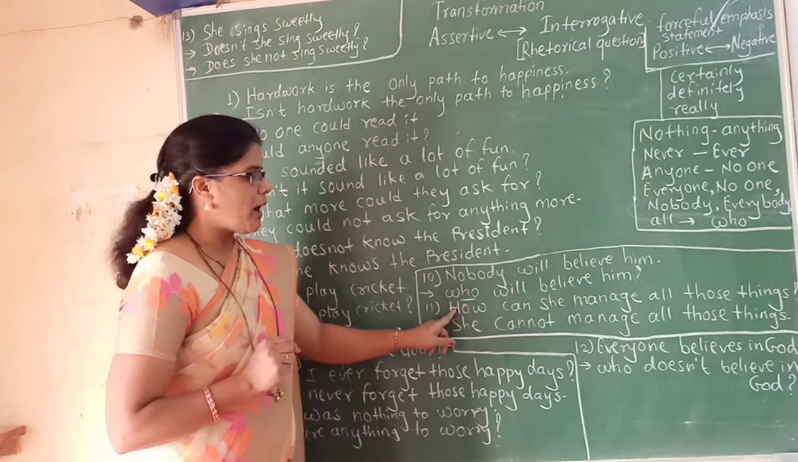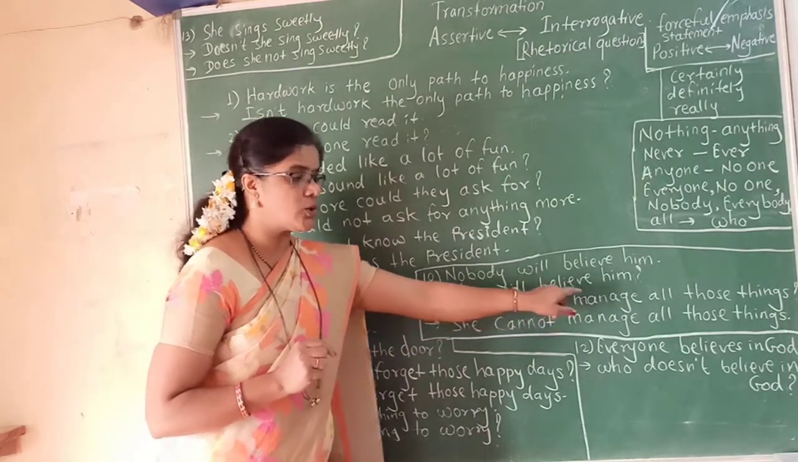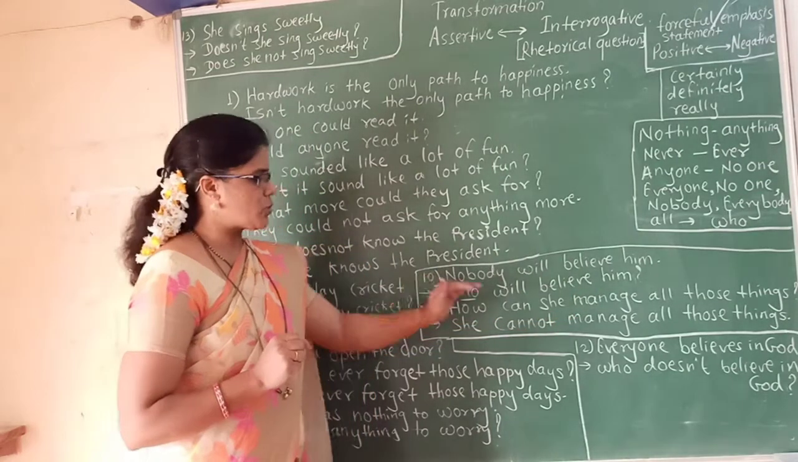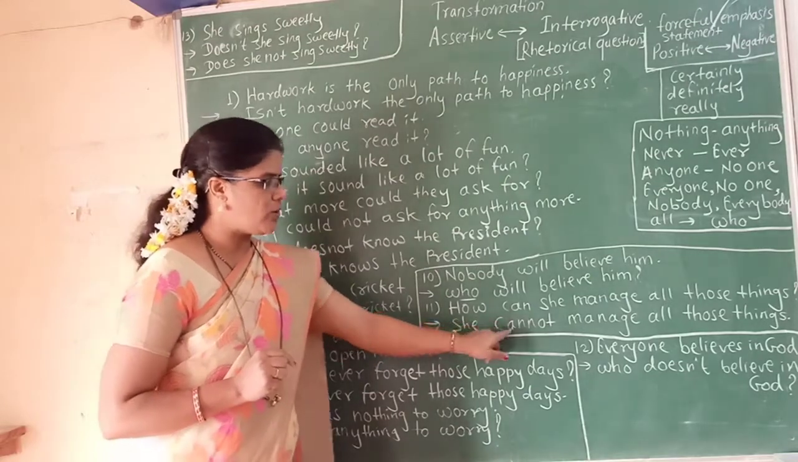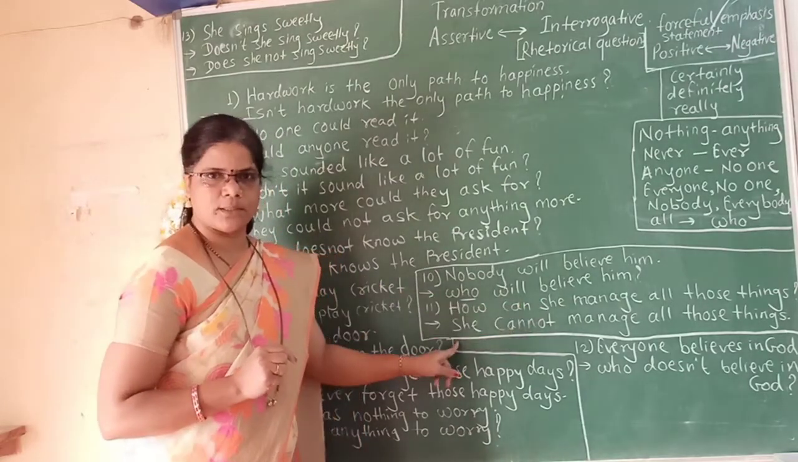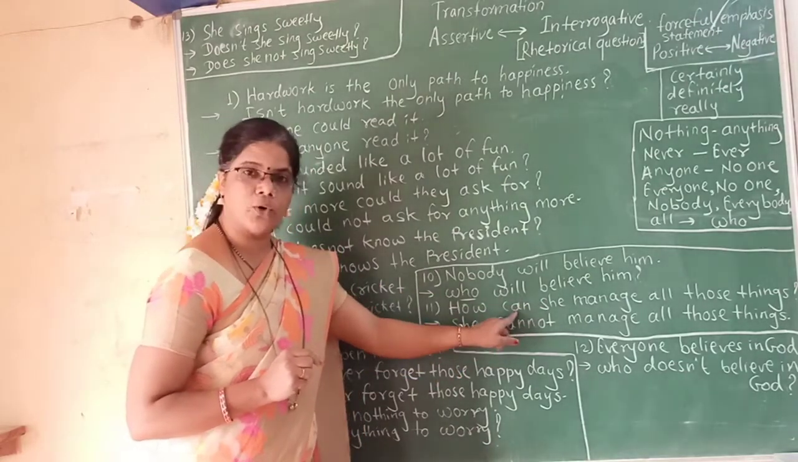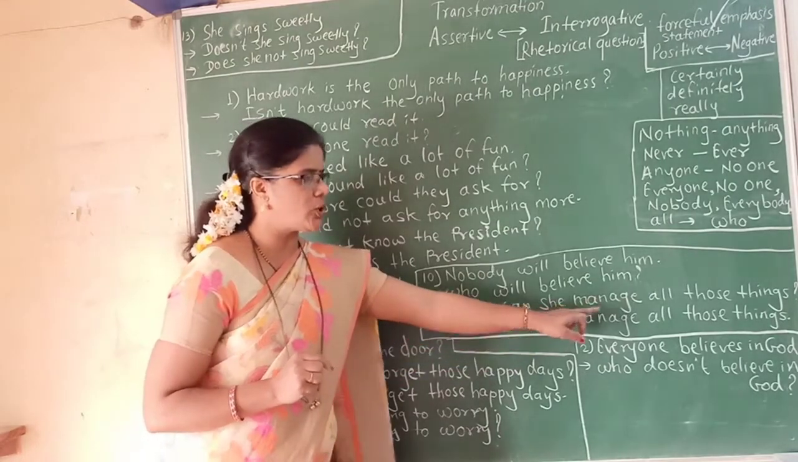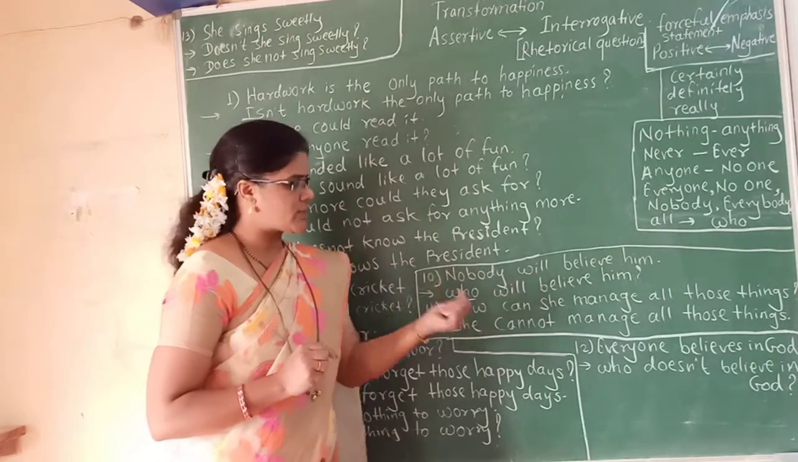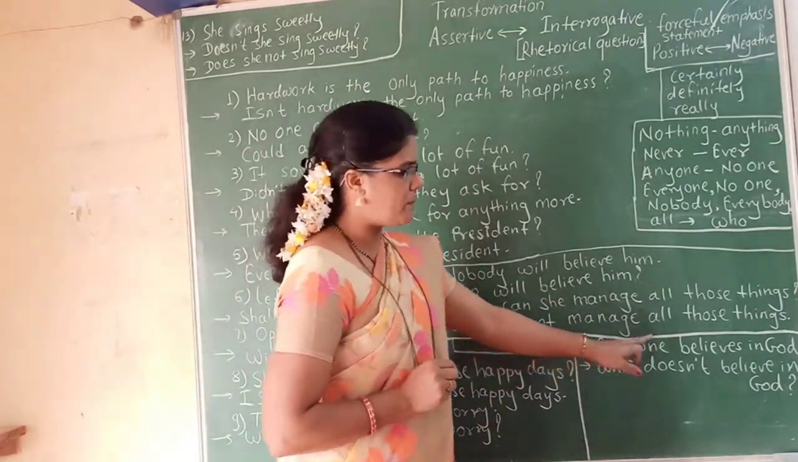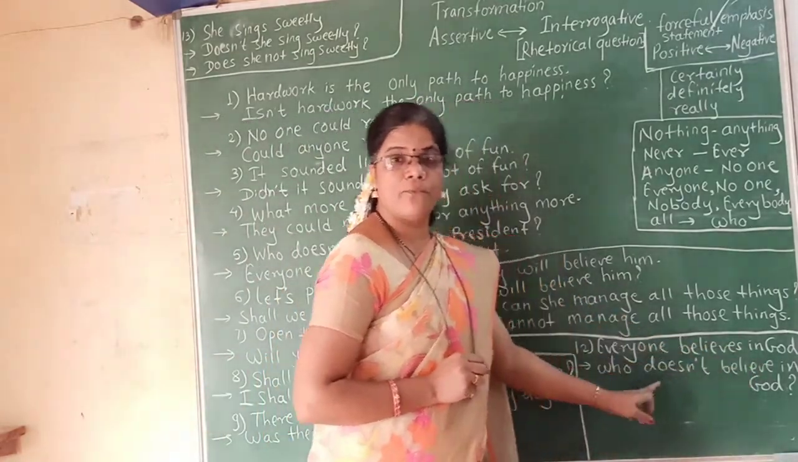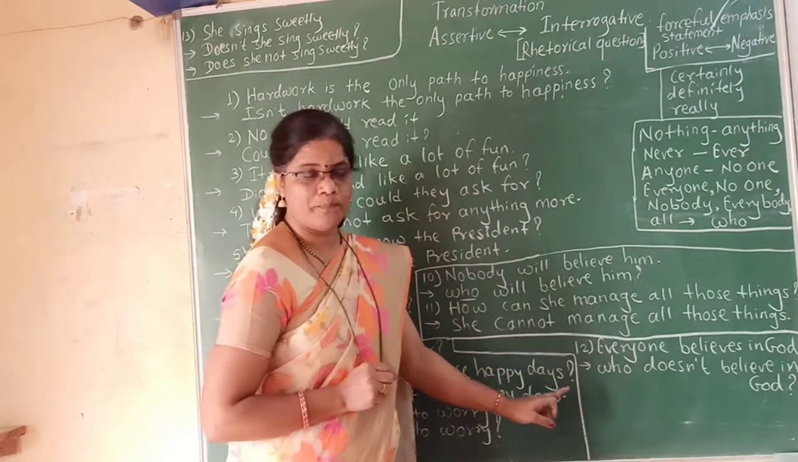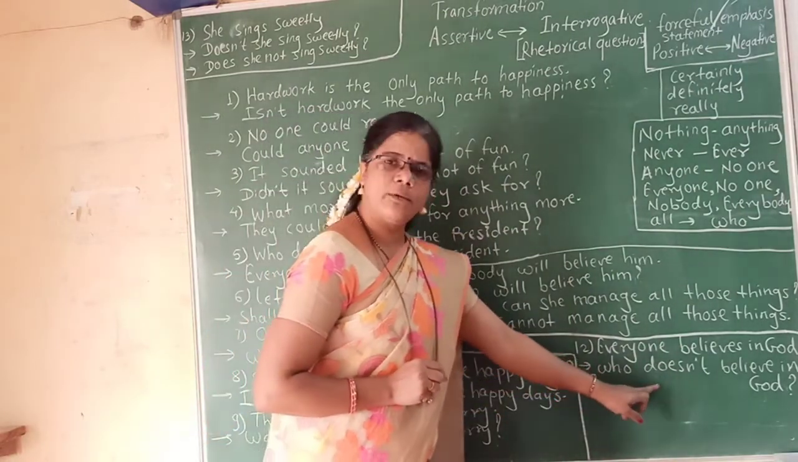Next one, how can she manage all those things? Question mark. It should be changed to she cannot. She, subject. Then cannot. Why cannot? Here the positive form was there. She cannot manage all those things. Full stop. Next example. Everyone believes in God. Who doesn't believe in God? Question mark.